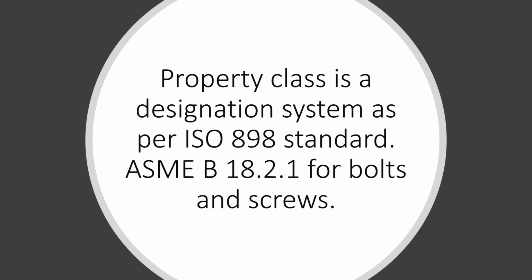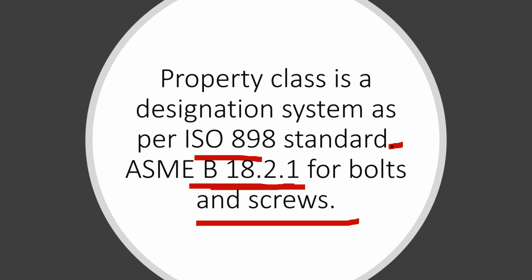We will find out. Property class is a designation system as per the ISO 898 standard, and ASME B18.2.1 for bolts and screws. This is about the codes. As I told you earlier, if you want to know more detail about bolts, nuts and screws, just comment on this video so that I can prepare a detailed video on that. I can go through the ISO standards or ASME standards and summarize them in detail, which will explain a lot of things.